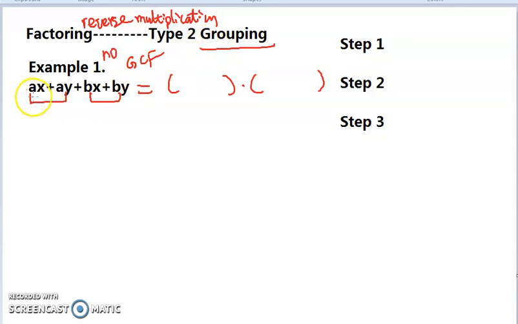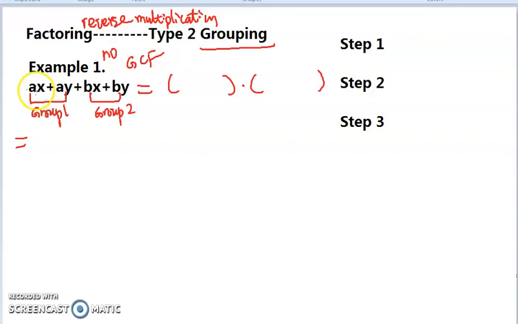When we were checking for GCF, we noticed that the first two terms, ax and ay, have something in common, and the last two have something in common, a GCF. So we can do 2 groups. Let me call this group 1, and this is my group 2. Usually we're just going to do 2 groups. We could have difficult ones with 3 groups or more, but we're only going to do 2 groups here.